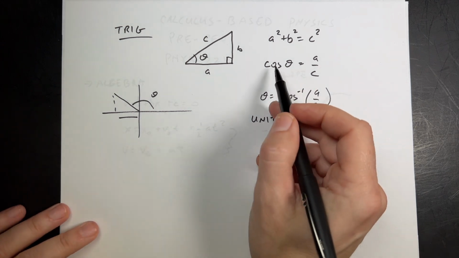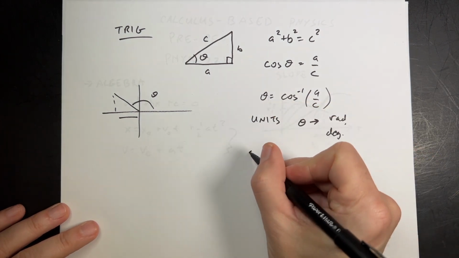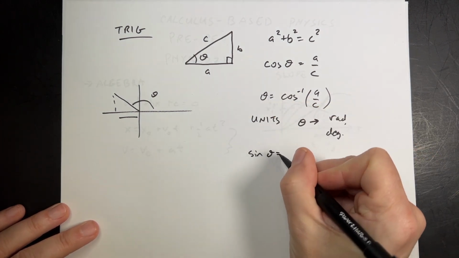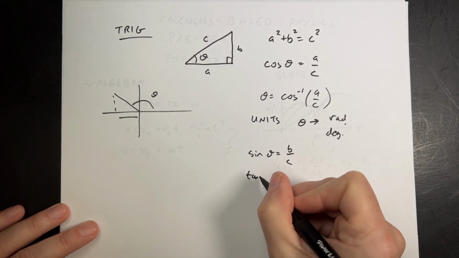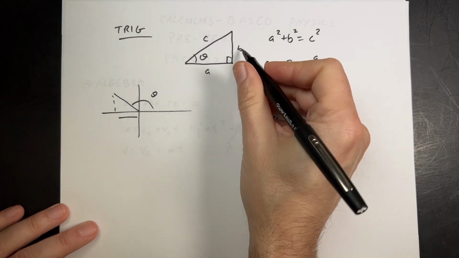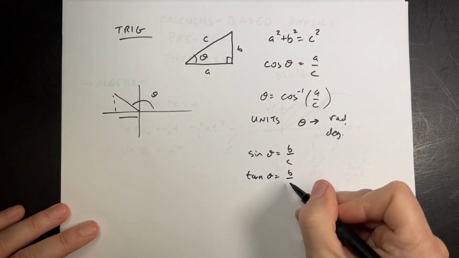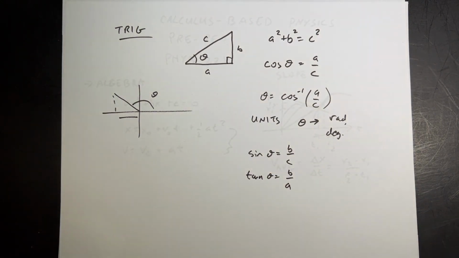It is important. The other two trig functions that we use are sine and tangent. Sine of theta is opposite over hypotenuse. It's B over C. And then tangent of theta is opposite over adjacent. So it's B over A. The others, secant, cosecant, all that other stuff we don't really use. There are a lot of other formulas like the double angle formula and things like that.